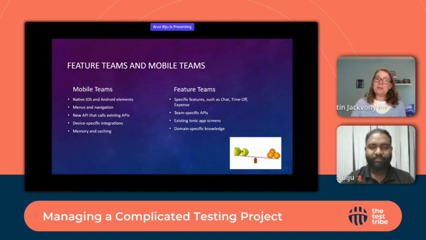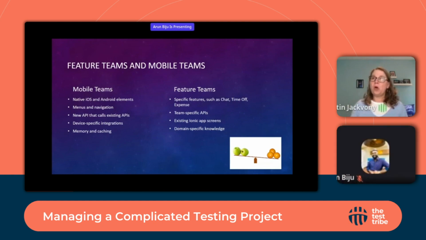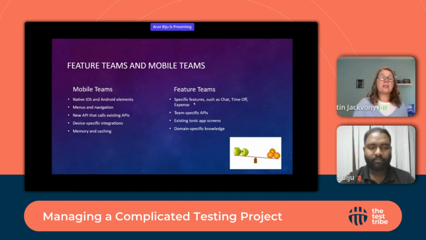So I'll explain a little bit about the difference between the mobile teams and the feature teams and what they were doing. So the mobile teams, those testers were the ones who were testing the native iOS and Android elements, menus and navigation, the new API that was calling the existing APIs, device-specific integrations, and memory and caching, especially with logging in and logging out.